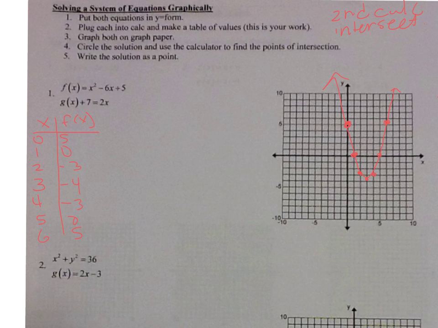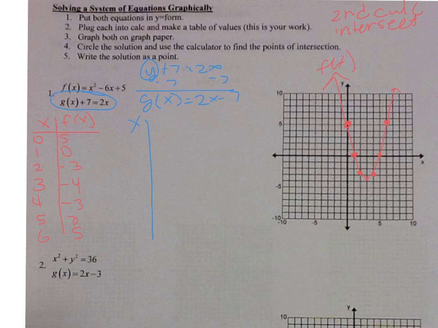Okay, so just label that f of x. All right, now we're going to graph the linear. Notice that this is not in y equals form, so I'm going to write it right up here. Y plus 7 is equal to 2x, so minus 7. Remember, this is actually g of x. G of x is equal to 2x minus 7.